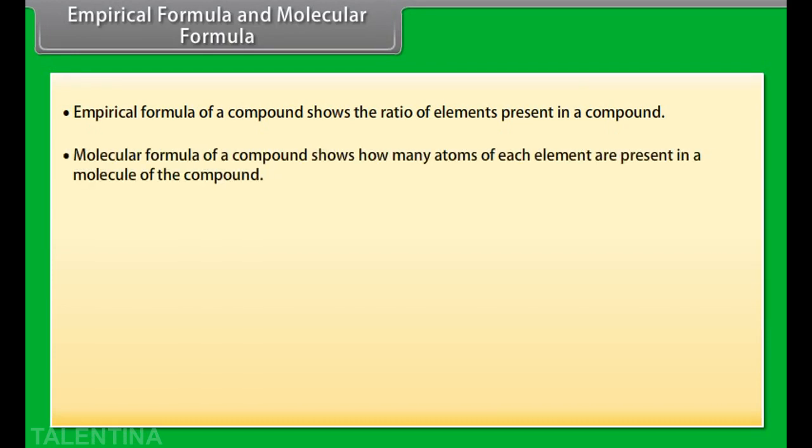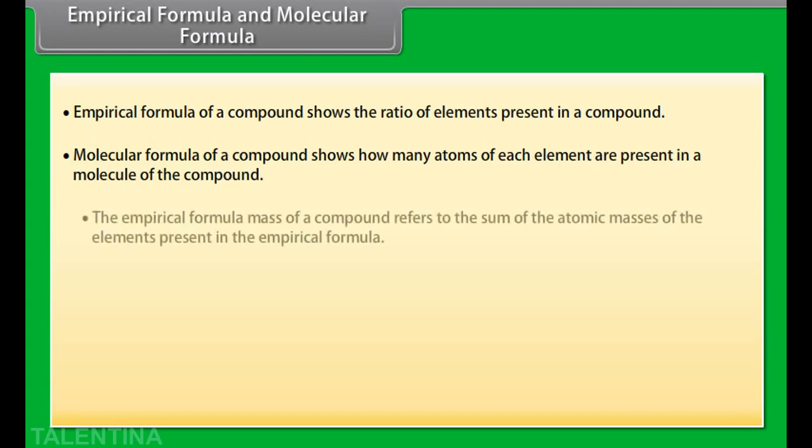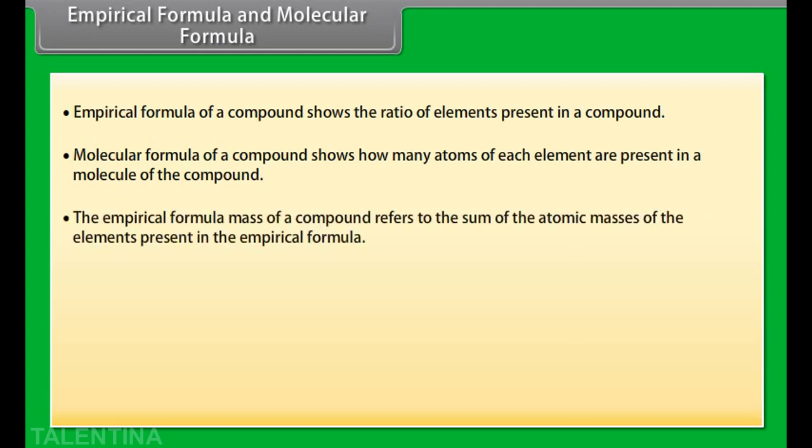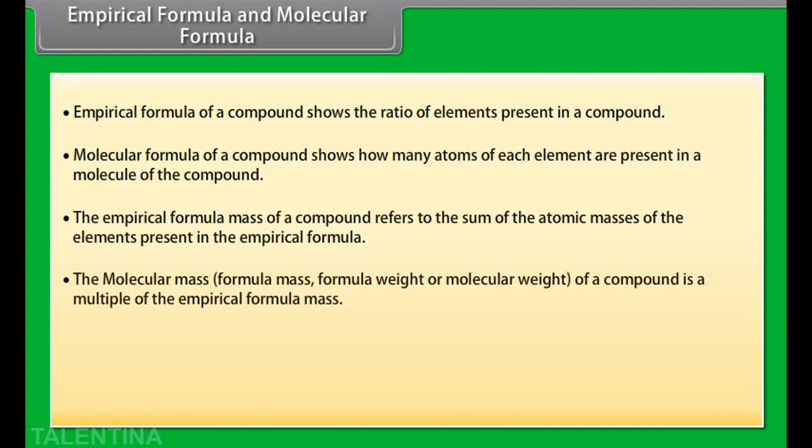Molecular formula of a compound shows how many atoms of each element are present in a molecule of the compound. The empirical formula mass of a compound refers to the sum of the atomic masses of the elements present in the empirical formula. The molecular mass, formula weight, or molecular weight of a compound is a multiple of the empirical formula mass. Mm is equal to N into empirical formula mass.